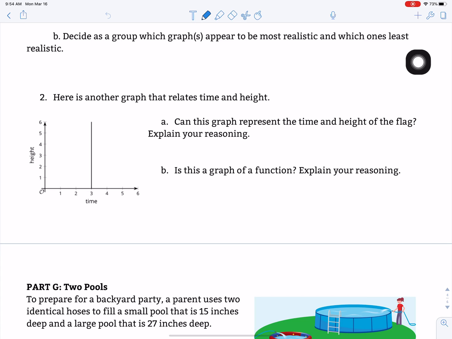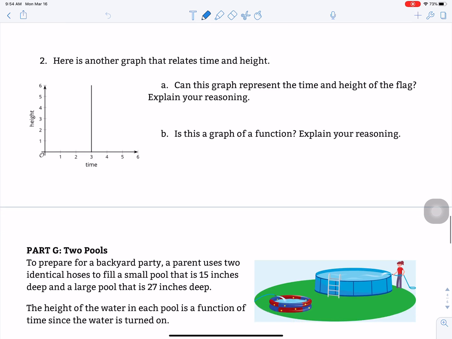But the problem with this one here is that at the same time, the height of the flag is 0 all the way up to 6, and it can't be all those places at the exact same time. If we're talking about one spot on the flag that we're measuring, maybe the whole flag could be, but the same spot on that flag cannot be at multiple places. That's where it becomes a problem. So this particular graph would not be a function because I'm not able to do multiple things at the same time.